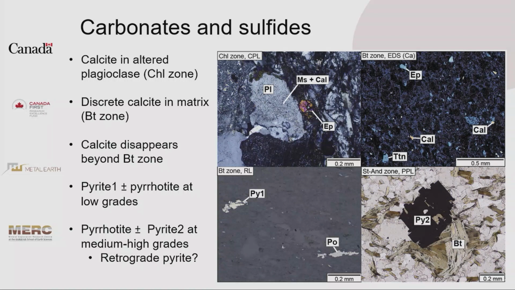For sulfide, Diogo talked more about this, but we have pyrite and sometimes pyrrhotite at lowest grades, and then pyrite disappears, and you get pyrrhotite plus pyrite 2, which is potentially a retrograde pyrite. We're still working out what that is. But as Diogo showed, that pyrite to pyrrhotite reaction is what's releasing gold, so we really want to track what pressure and temperature that's happening at.